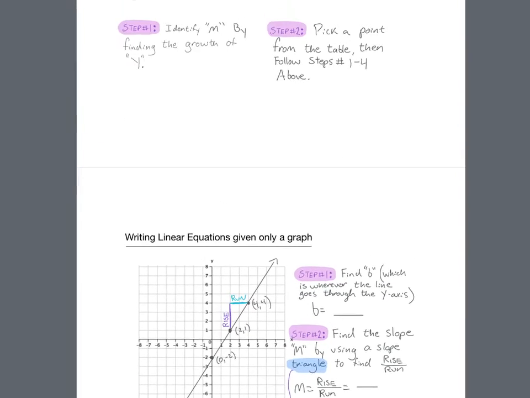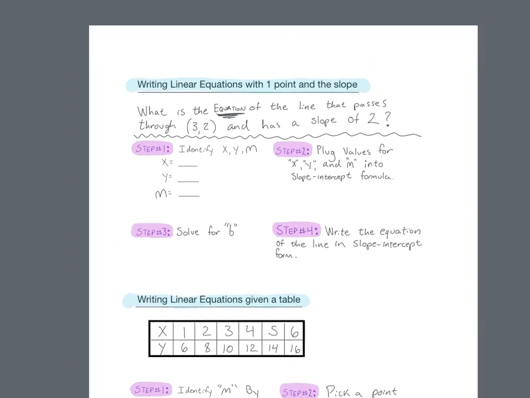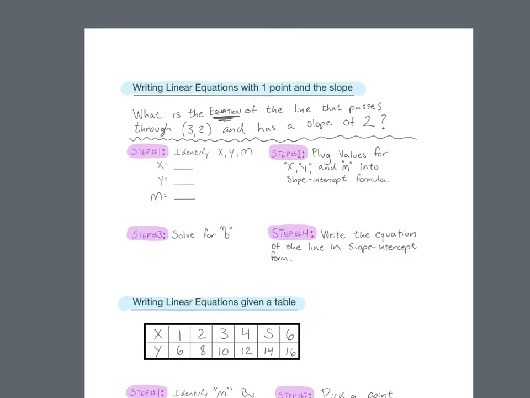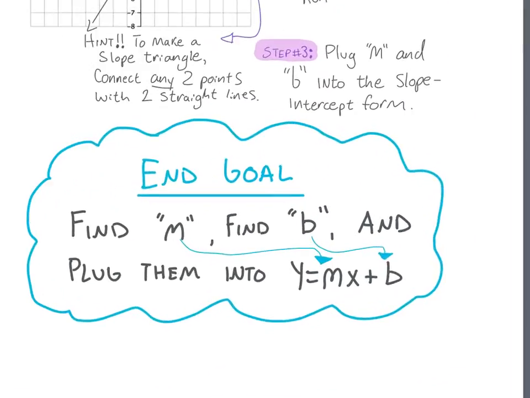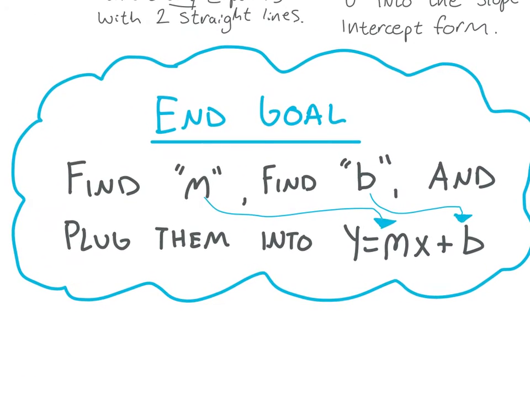But let's start at the top. Please make sure you have this piece of paper in front of you. And weird enough, we're actually going to start on the back. I just want to point this out. We have our end goal. Our end goal is that you would find m, that you would find b, and plug them into y equals mx plus b. When your piece of paper says that we are going to be writing equations, the equation that you are going to write is this one right here. And so that is our end goal today. That is what we are going to try to do.